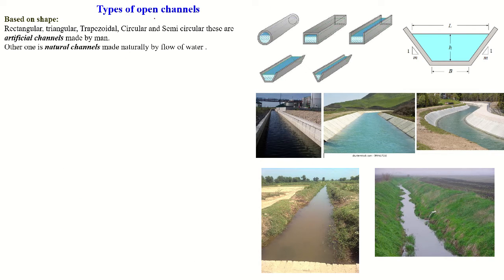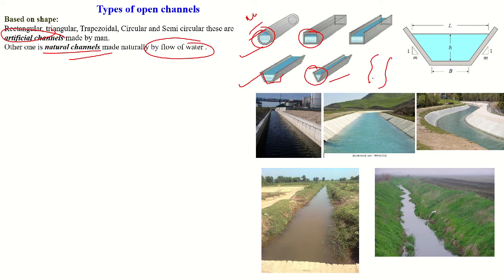Now let us see the types of open channel. Based on shape, channels are classified as circular, rectangular, trapezoidal and triangular. These channels can also be artificial channels. If you make such a channel, we call it man-made. Channels formed naturally by the flow of water, like a river that automatically forms a channel of some shape, maybe rectangular, circular, triangular or some irregular shape, are called natural channels.